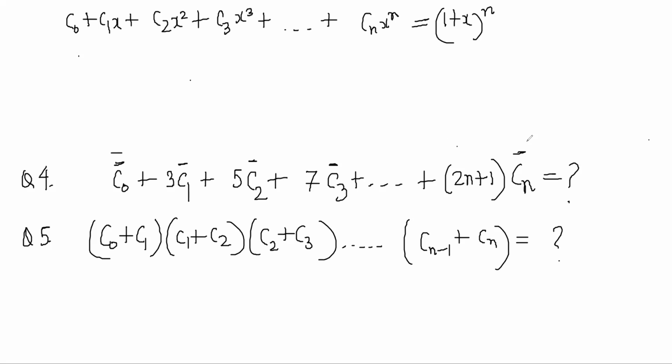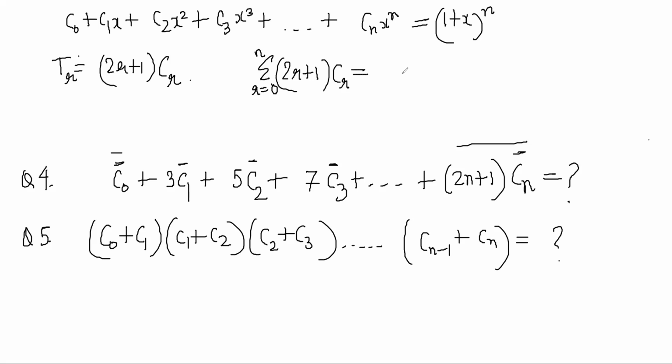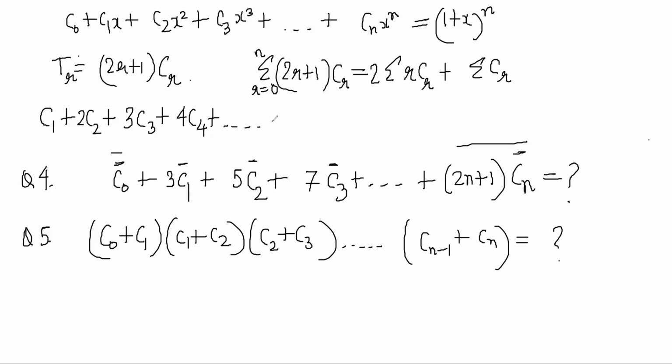Here the general term, if you notice, all the terms are there, and Tr is basically (2r plus 1) Cr. You have to do the summation of r from 0 to n of (2r plus 1) Cr. So this can be split as 2 times the summation of rCr plus the summation of Cr. RCr, I think we know how to do, because it goes from 0 to n. So rCr basically is 0C0, C1 plus 2C2, 3C3 plus 4C4 and all, going on till nCn. This is a direct derivative.